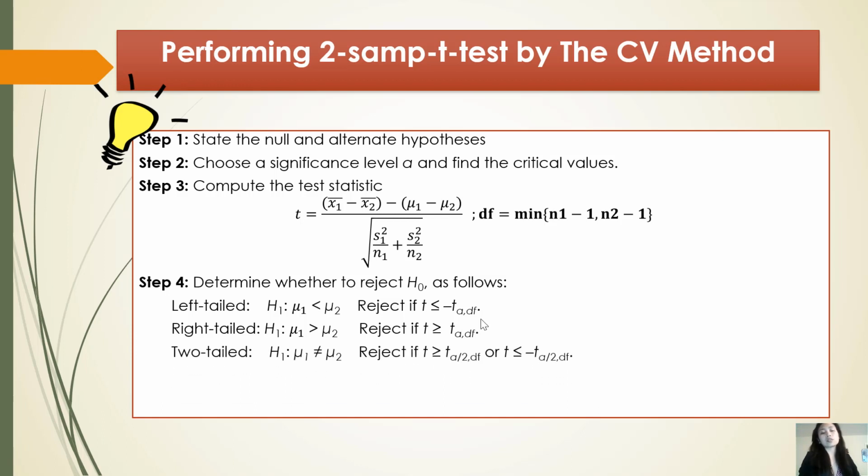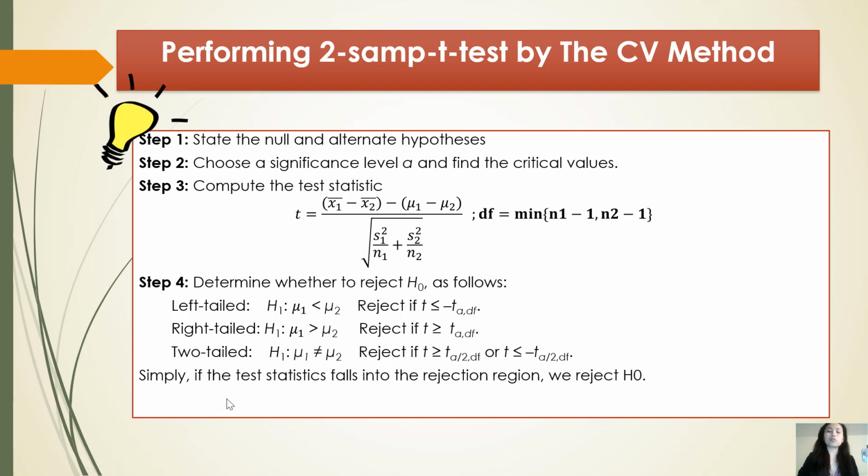If we are dealing with two-tail tests, we will have two tails on the picture. One is on the right of the positive critical value t alpha half, df, and one is on the left of the negative critical value. If the test statistic falls into the two tails outside, we reject the null hypothesis. If the test statistic falls into the middle region, then we do not reject the null hypothesis.